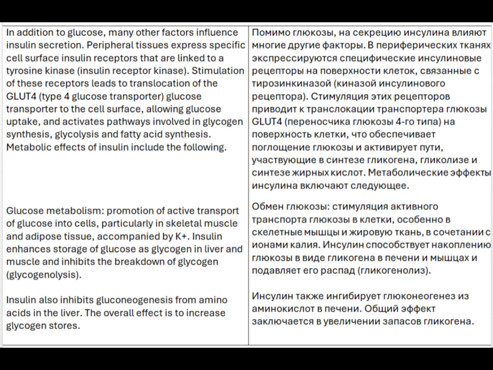Metabolic effects of insulin include the following: glucose metabolism, promotion of active transport of glucose into cells, particularly in skeletal muscle and adipose tissue, accompanied by K+.